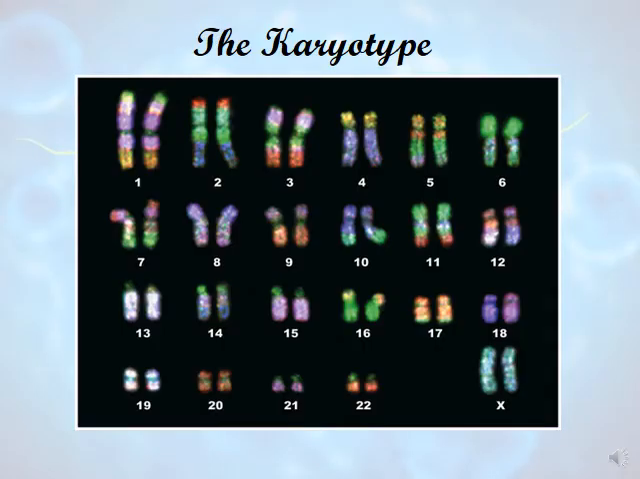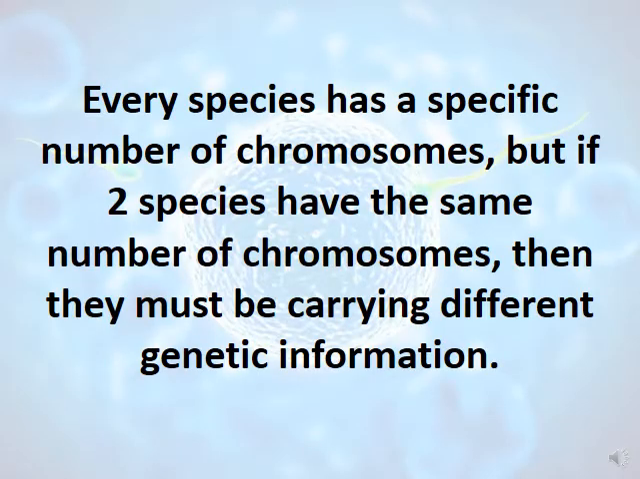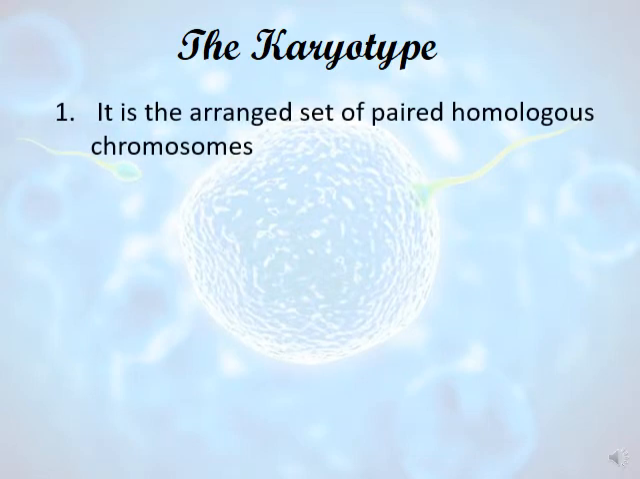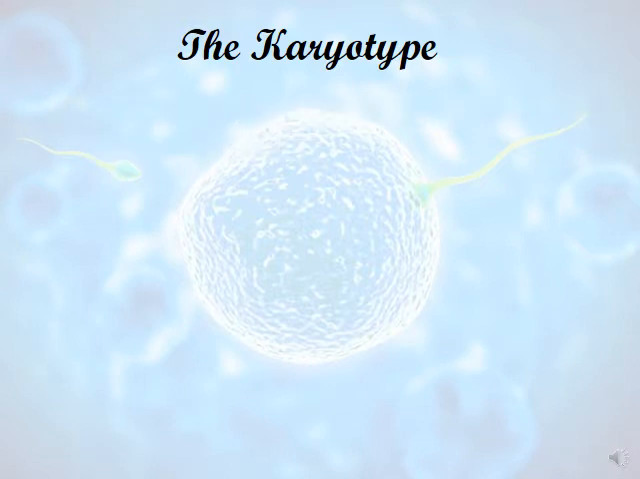This is the karyotype. What is the karyotype? Every species has a specific number of chromosomes, but if two species have the same number of chromosomes, then they must be carrying different genetic information. Definition of the karyotype: it's the arranged set of paired homologous chromosomes. How are they arranged?